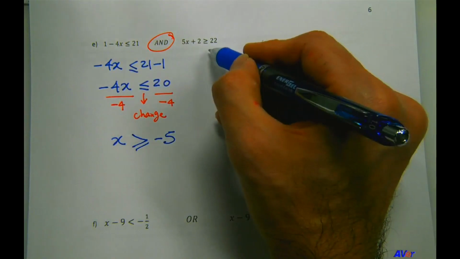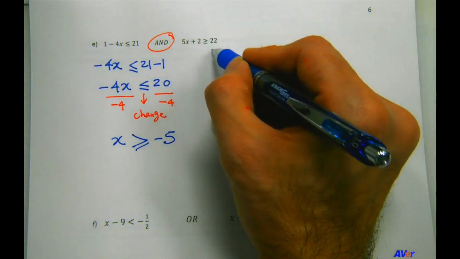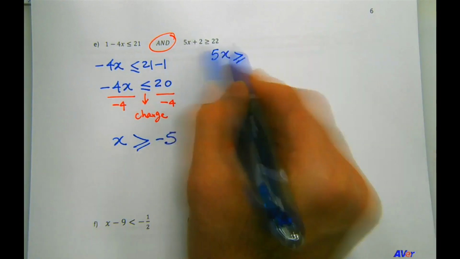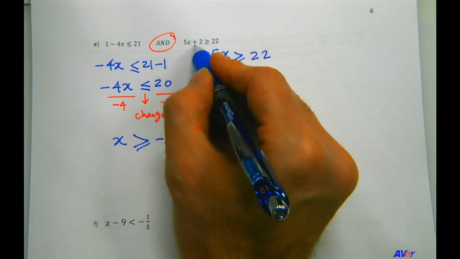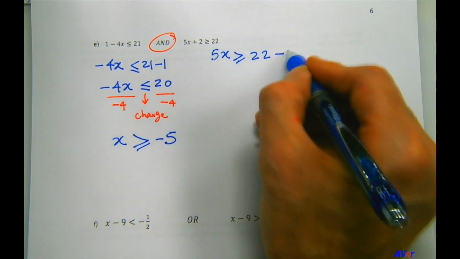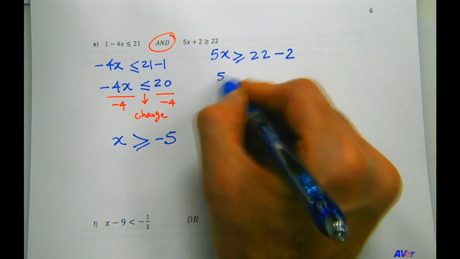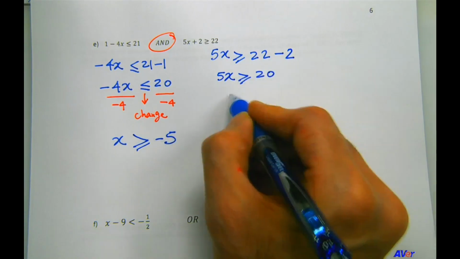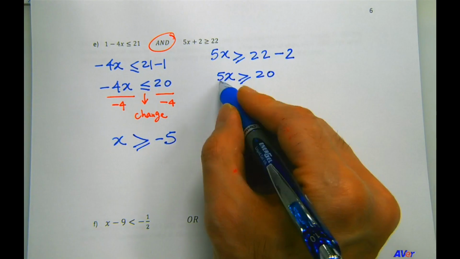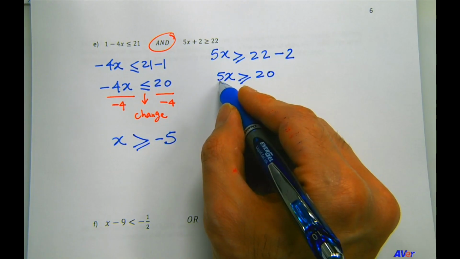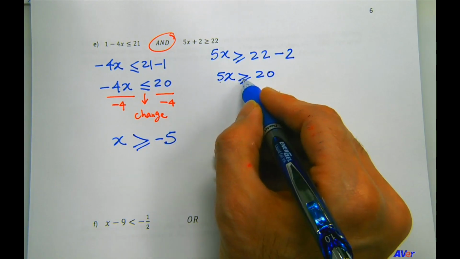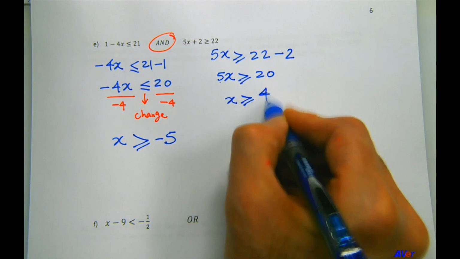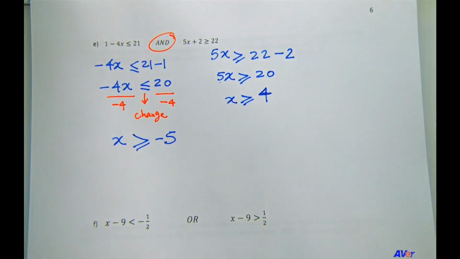So let's see what the solution is for this inequality. We have 5x greater than or equal to. Let's move this constant to the other side. It was positive on the left; when we move it, it becomes negative. Then 5x greater than or equal to 20, right? And then to isolate x, we divide by a positive number, 5, which means this does not change. So we have x greater than or equal to positive 4, right?